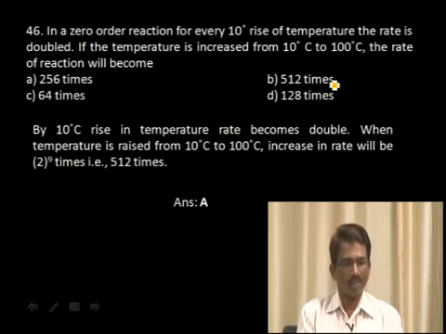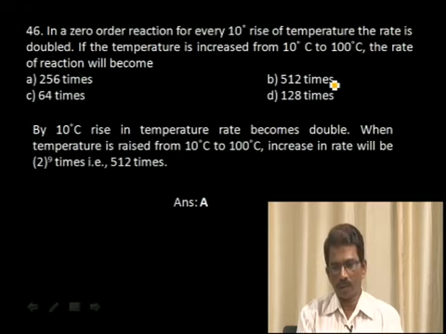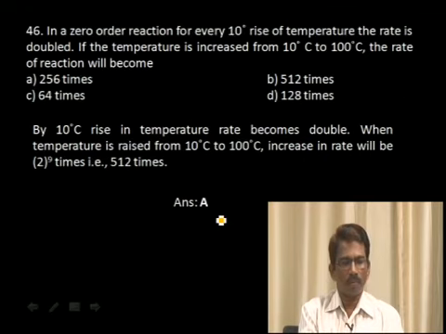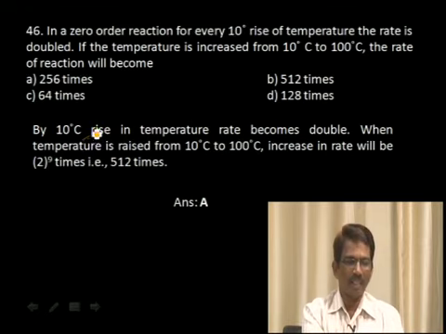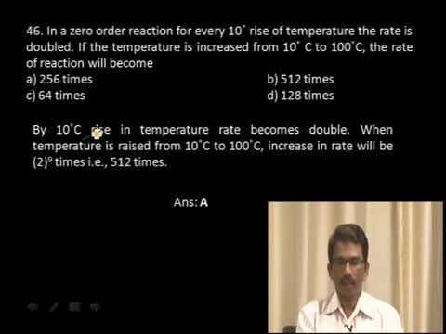In question number 46, in a 0 order reaction, for every 10 degree rise in temperature, the rate is doubled. If the temperature is increased from 10 to 100 degrees centigrade, the rate of reaction will become 256 times, 512 times, 64 times, or 128 times. From the concept of what is called temperature coefficient, for every 10 degree centigrade rise in temperature, the rate doubles.